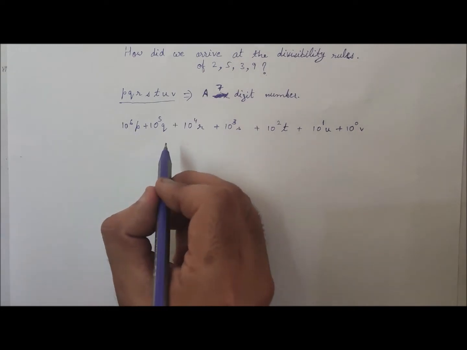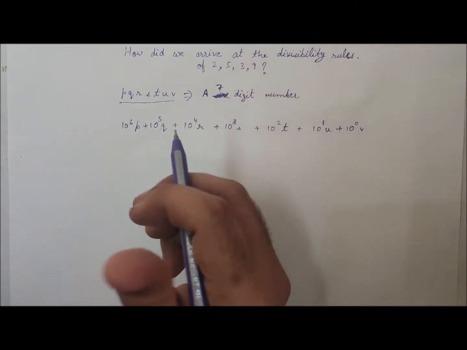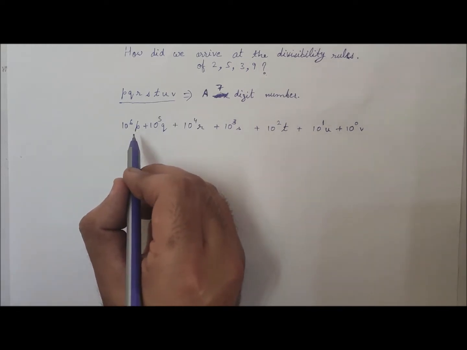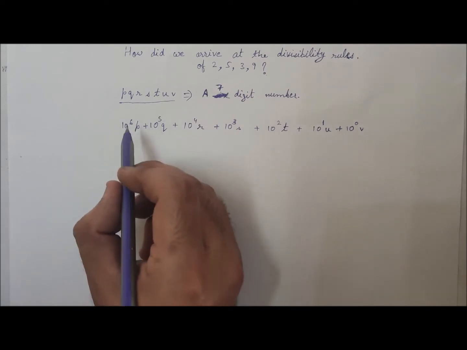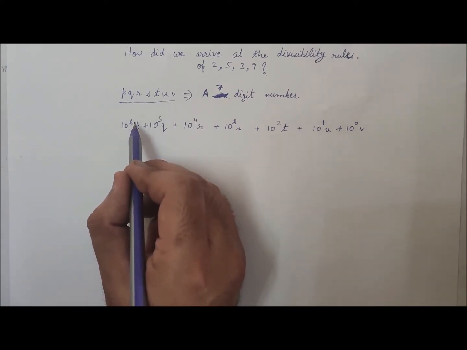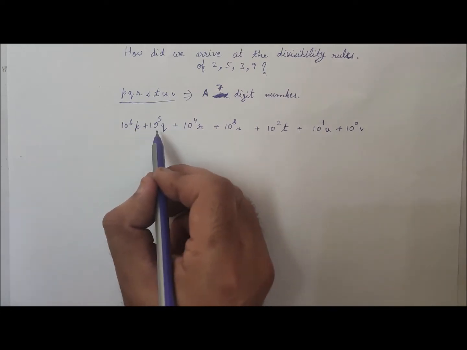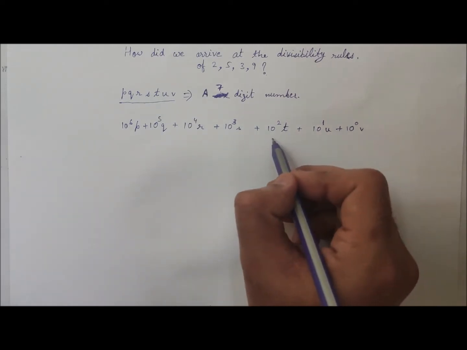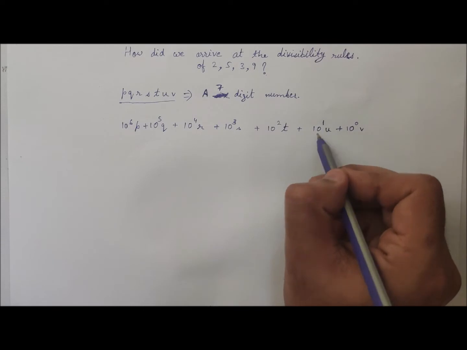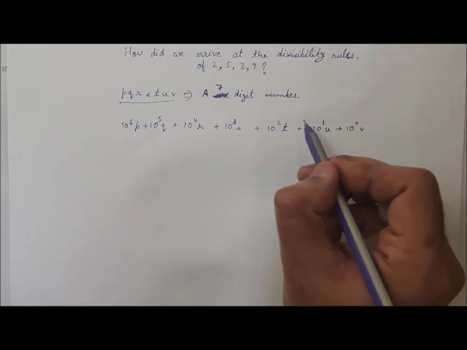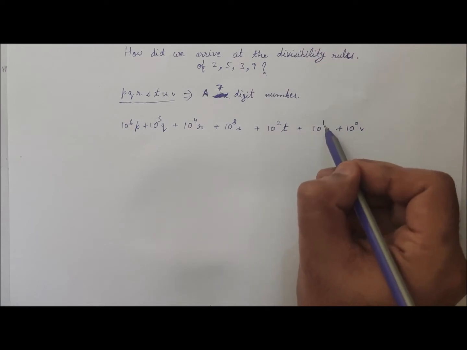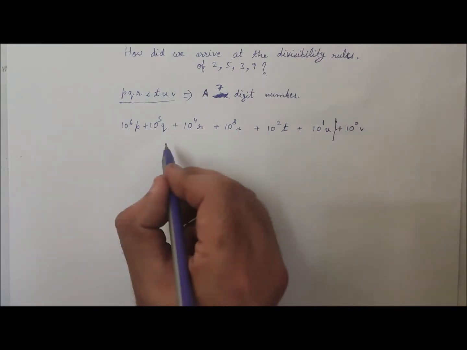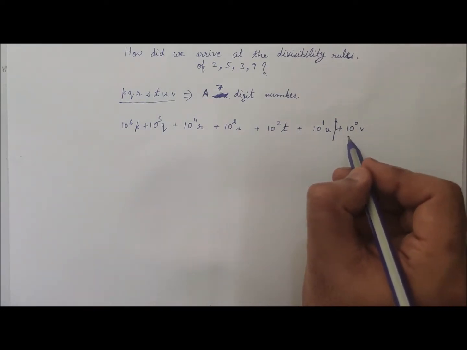Now let us see. For 2 and 5, if we just consider 2, 10 to the power 6 is definitely divisible by 2. There's no need to demonstrate it. We know for a fact that 10 to the power 6 is divisible by 2 as well as 5. Same with 10 to the power 5, 10 to the power 4, 10 cube, and 10 square. And 10 to the power 1, which is 10 itself, is a multiple of 2 and 5. So all these terms are multiples of 2 and 5.